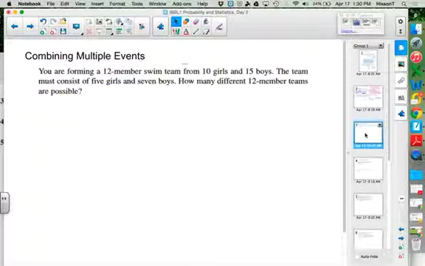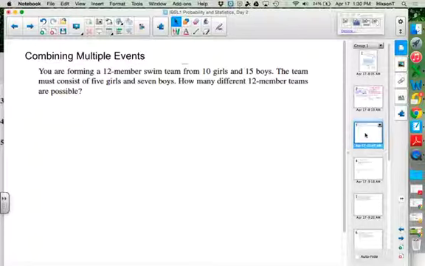If we read the problem, we're forming a 12-member swim team from 10 girls and 15 boys. So that's how many we're choosing from. The team must consist of 5 girls and 7 boys. How many different 12-member teams are possible? So now think about it.